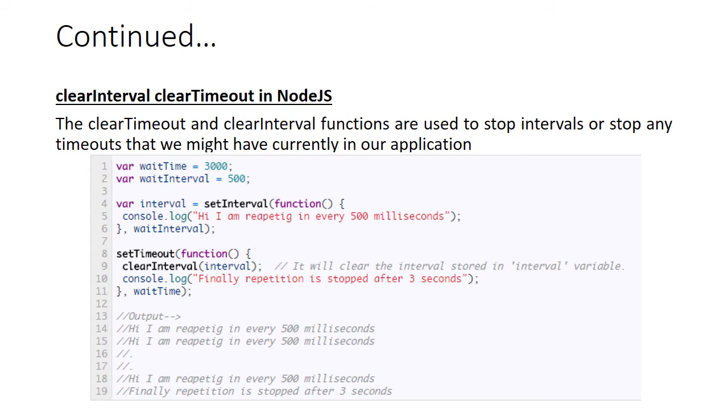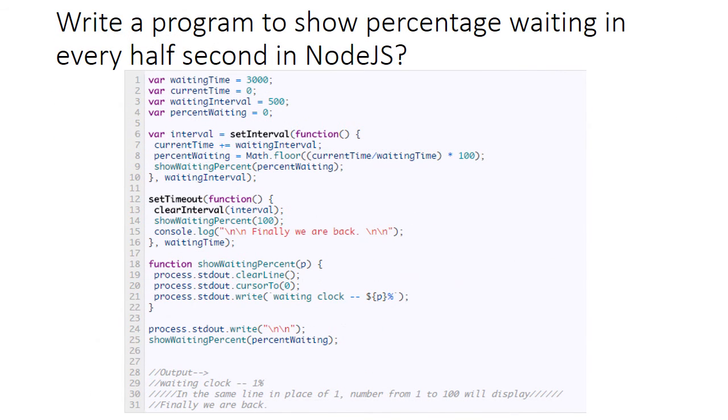clearInterval, clearTimeout in Node. The clearTimeout and clearInterval functions are used to stop intervals or any timeouts that we might currently have in our application. See the output of the below code.